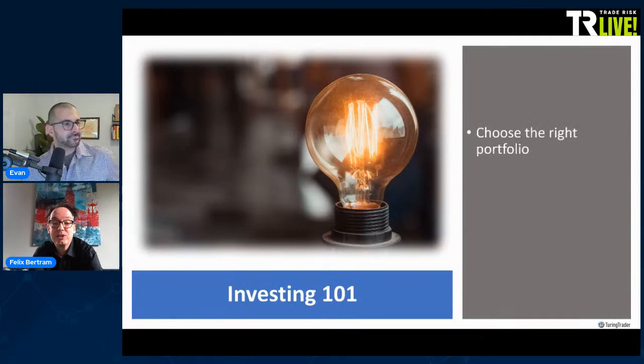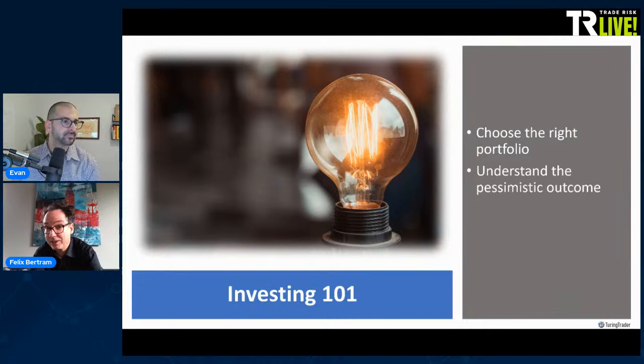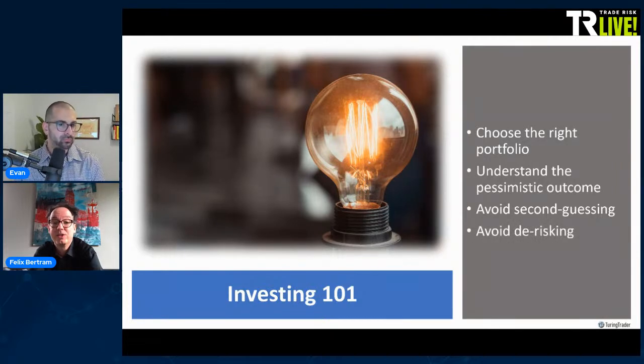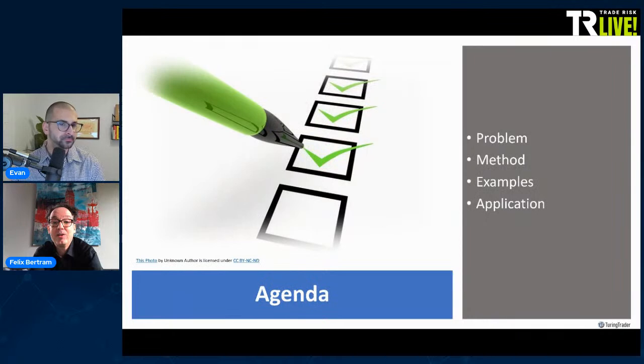So this brings us to a brief summary here. It's important to choose the right portfolio. It's important to understand the pessimistic outcome. We should absolutely avoid second-guessing strategies and especially avoid de-risking. And now that brings us to the application of why we actually want to do this.